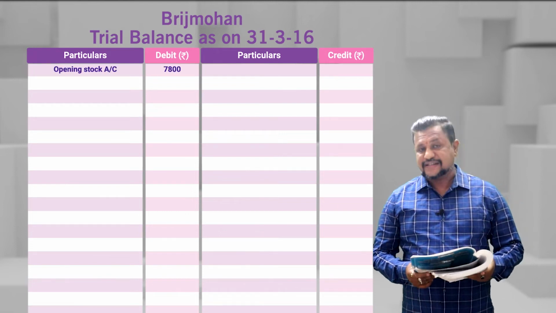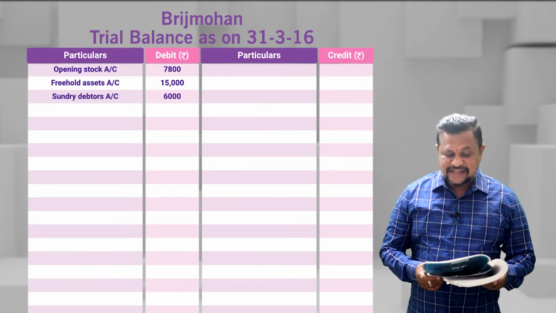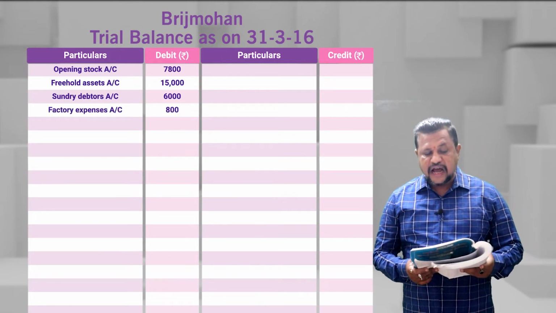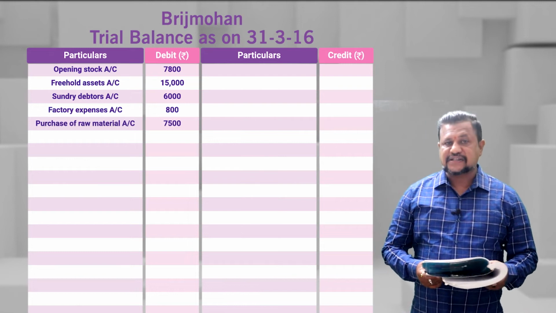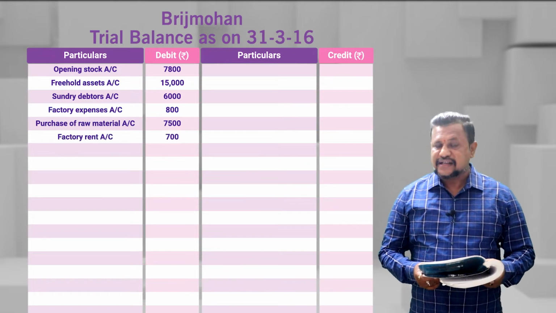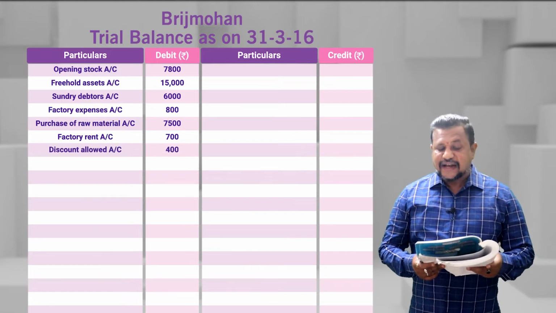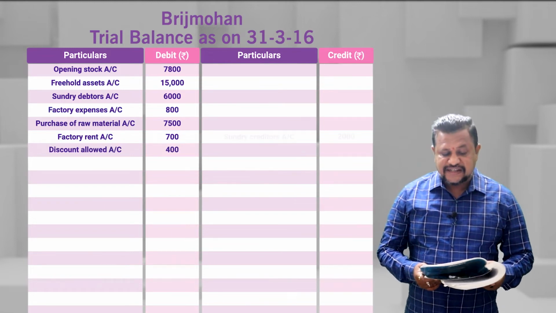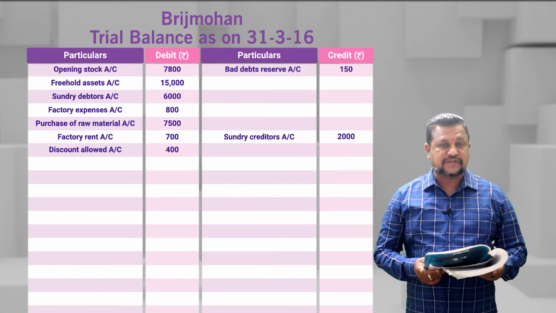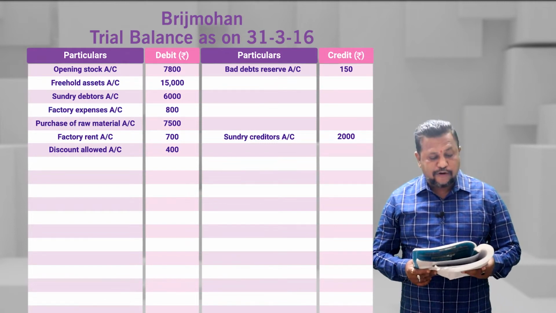Opening stock is an asset, debit side, freehold assets debit side, debtors current asset debit side 6,000, factory expense debit side 800, purchase of raw materials expense debit side 7,500, factory rent is an expense debit side 700, discount allowed is an expense debit side 400, creditors is a liability credit side 2,000, bad debts reserves, you know all reserves are credited since they are created out of profits.